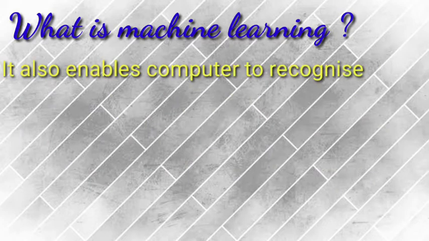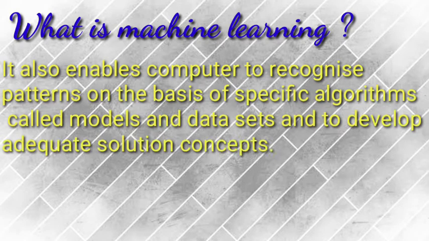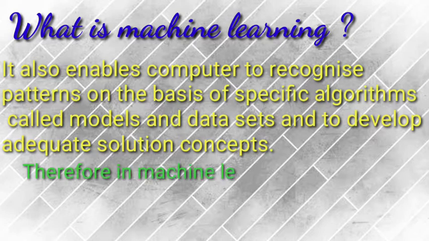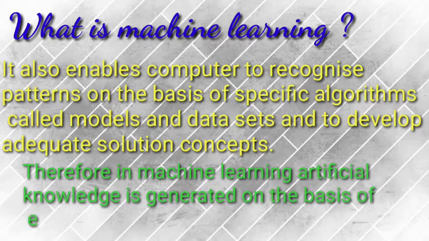It also enables the computer to recognize patterns on the basis of some algorithms, which are called models, and data sets to develop some solution concepts. Therefore, you can say that in machine learning, artificial knowledge is generated on the basis of experience. So the machine has been made in such a way that, with the help of artificial knowledge and those techniques, the learning experience develops depending upon the patterns of the user who is searching or browsing things over the internet.